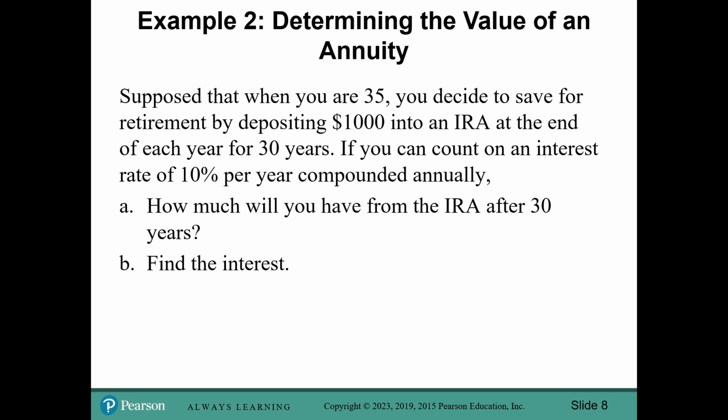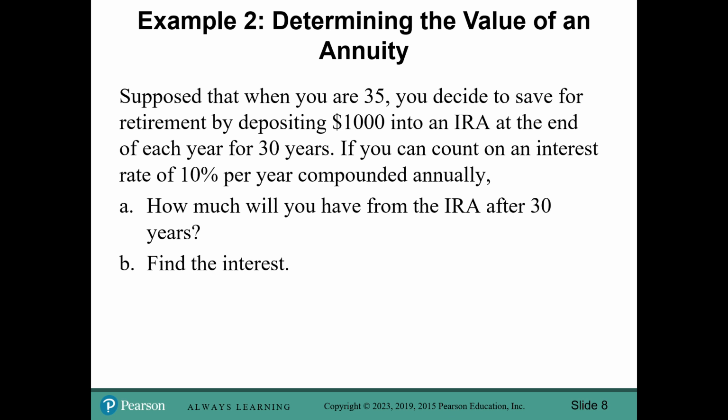So instead of breaking it down piece by piece like we did in example 1, we're going to use the equation. Suppose that when you are 35, you decide to save for retirement by depositing $1,000 into an IRA at the end of each year for 30 years. You can see we've got a 30-year investment here. It would be really aggravating to have to write that equation and do it by hand 30 different times like we did in example 1. So we're going to use the equation that we now have for annuities to determine this quickly.